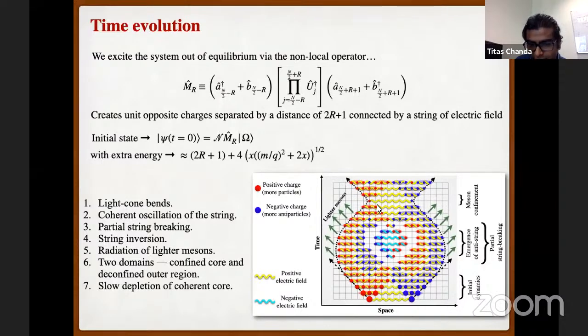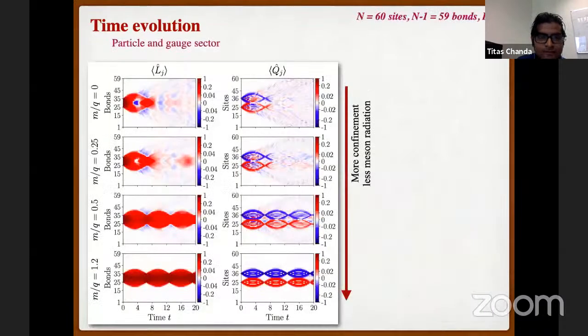So this is the schematic representation of our dynamics. Another thing: after some time, the system tries to get itself back to its original position, like here. So the confined core actually shows a coherent oscillation. This is the numerical result.